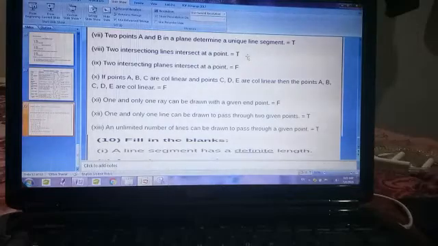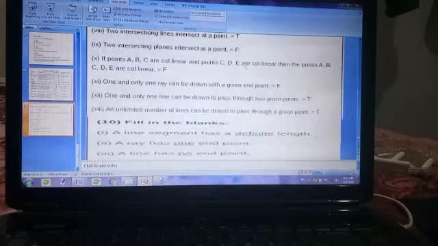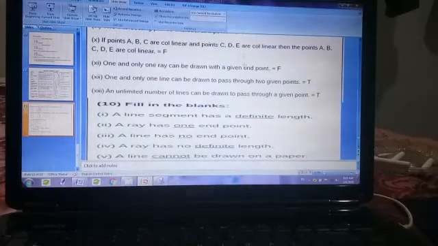The 11th one: one and only one ray can be drawn from a given endpoint. False. From a given point, we can draw an infinite number of rays in all directions. Question number 12: one and only one line can be drawn to pass through two given points. From two points, only one line segment or one line can be drawn. This is a true statement.